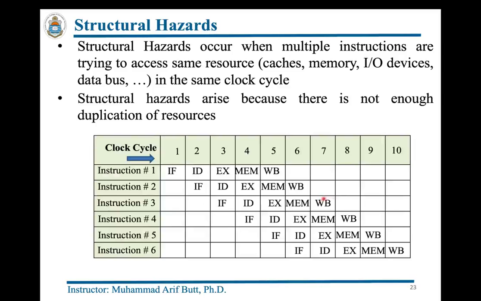For example, consider this pipeline diagram. Instruction 1 at clock cycle 4 is reading the memory. Instruction 4 at clock cycle 4 is also trying to fetch an instruction from the memory. So we have a structural hazard. Over here I am assuming that we have a single memory for both data and instruction. So what is the solution to the structural hazards?